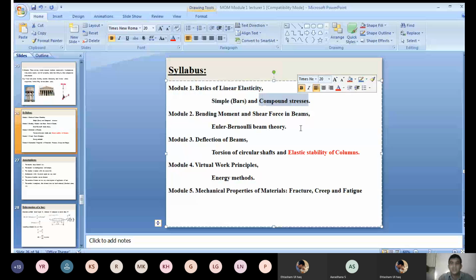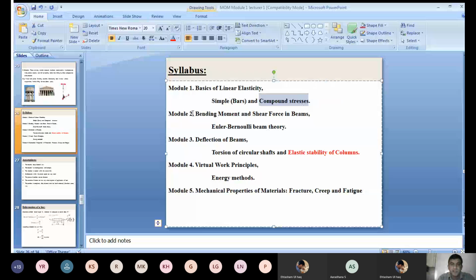On the plane, what is the stress acting? It may be tensile or compressive. In one direction compressive is there, in another direction tensile is there. Then you go for determining the stresses and deformation induced in the component. Two or more stresses acting on a component is called compound stresses. That we'll discuss in detail in module 1.